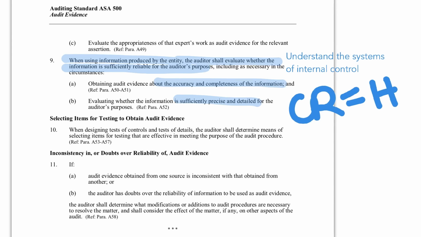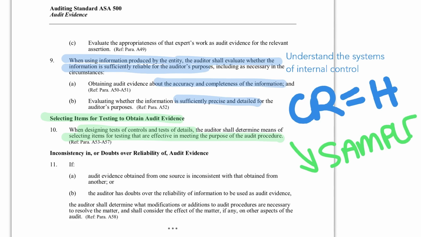Now, how do we go about selecting evidence? Well, I actually have a standard about when designing tests of controls and tests of details, I should select items that are effective in meeting the purpose of that audit procedure. So that really means that when I'm sampling, and we're going to look at the sampling standard a little bit later on, I'm selecting a sample in an appropriate manner, and we're going to look at that in ASA 530.